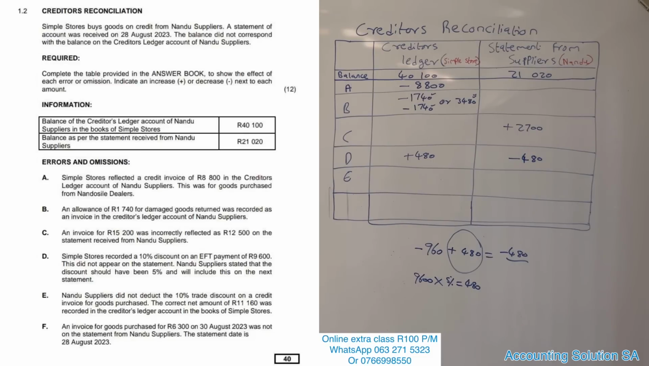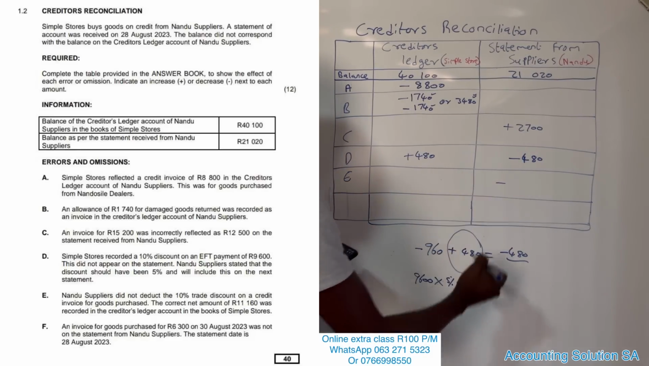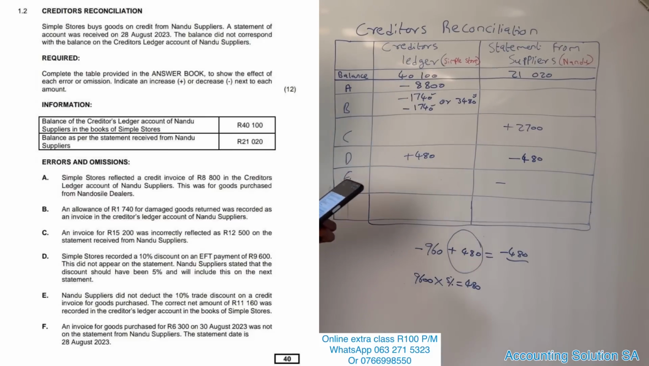Number E. Nandu Supplier did not deduct 10% trade discount on the trade invoice for goods purchased. The correct net amount of 11,160 was recorded in the Creditors ledger account in the books of Simple Store. Who made the mistake? Obviously our supplier here. They say that they did not deduct, they were supposed to deduct 10% discount.